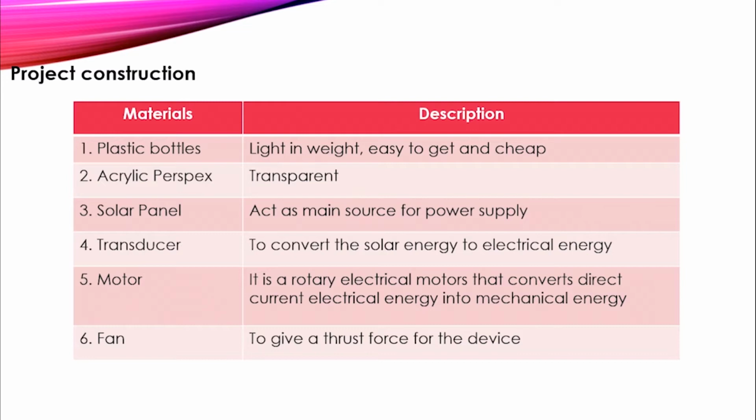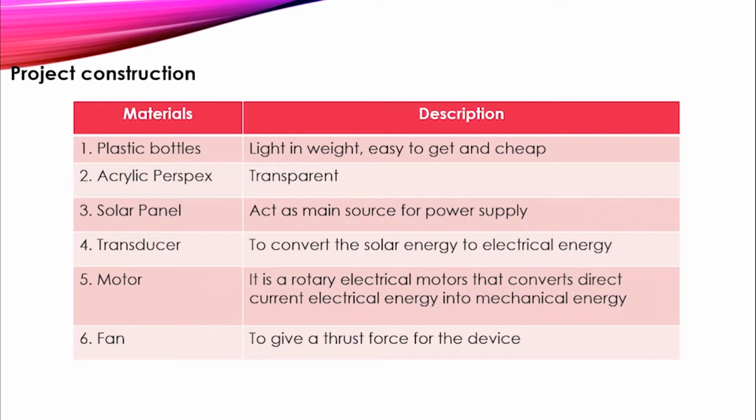First, plastic bottle is used because it is lightweight and cheap, which can act as a support for the device to float on the water. Second material we use is acrylic perspex, which we use as the body part for the device. This perspex is transparent, which allows us to easily see through the components inside the device. But in real life, the body part is preferably opaque.